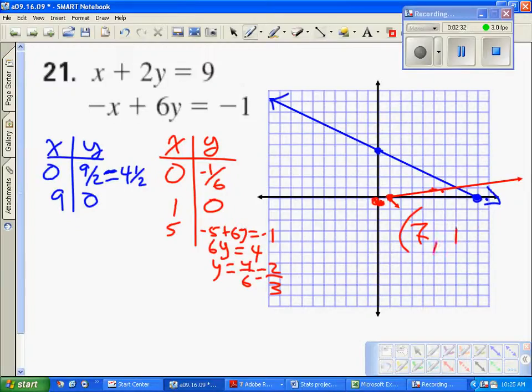(7, 1). Check it. Plug it into both equations. Does 7 plus 2 equal 9? Yes. Does negative 7 plus 6 equal negative 1? Yes. And there's our solution.